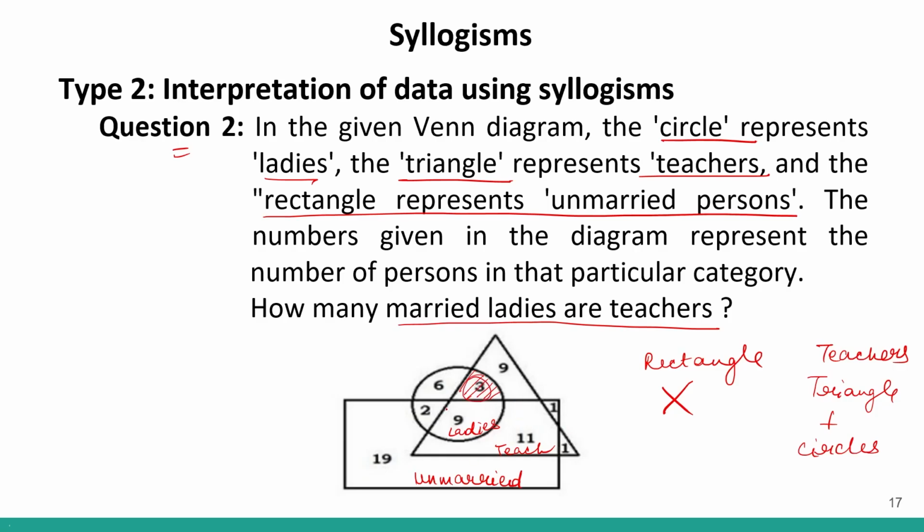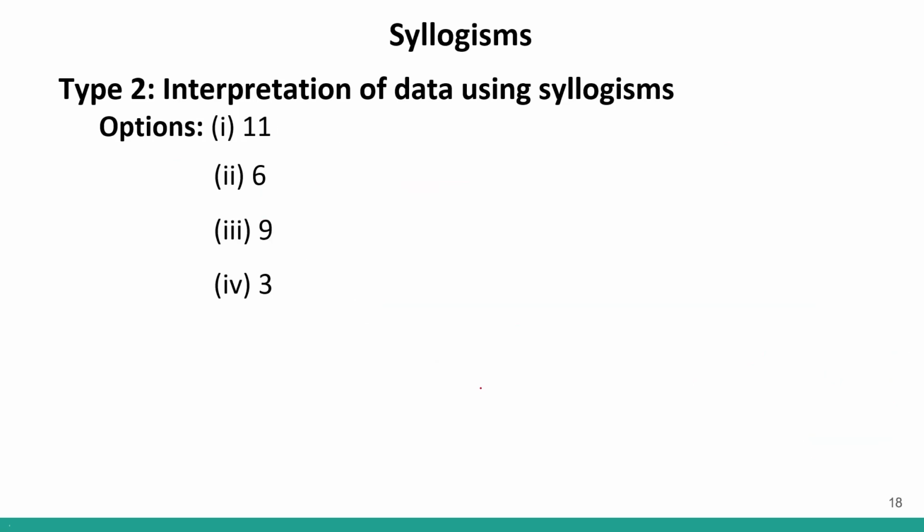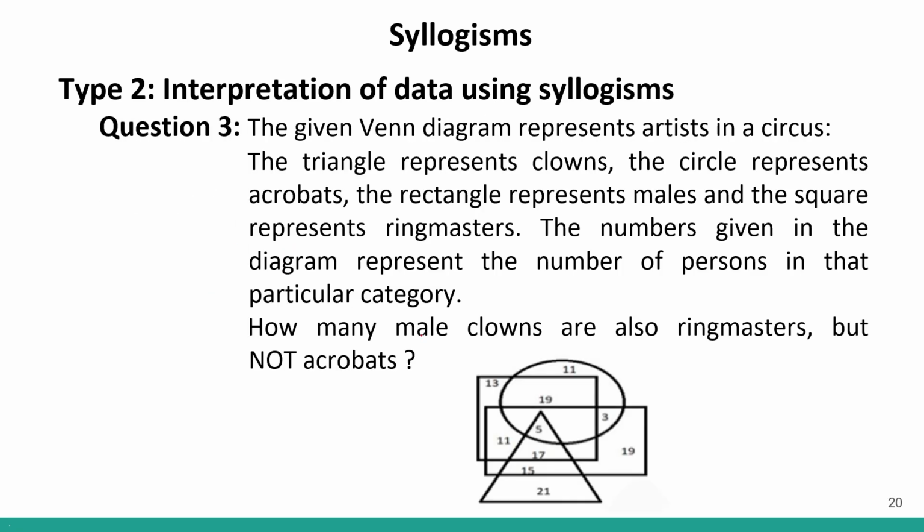So this is 3, that means there are 3 such married ladies that are teachers. So if I look at the options, I can see option number 4 is 3. This will be my answer. There are 3 married ladies who are teachers. Okay. Question number 3, same concept.